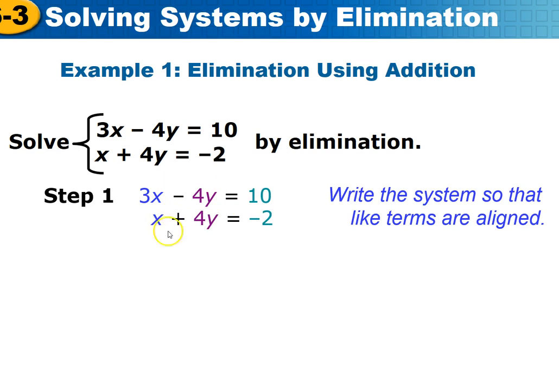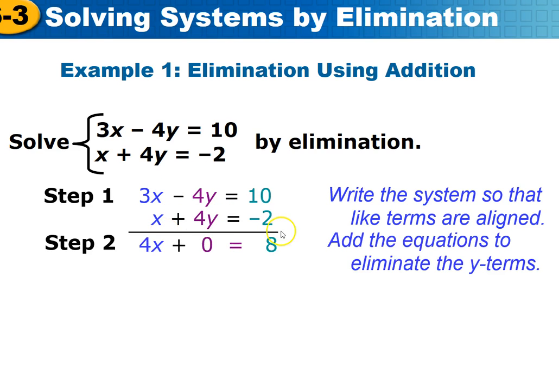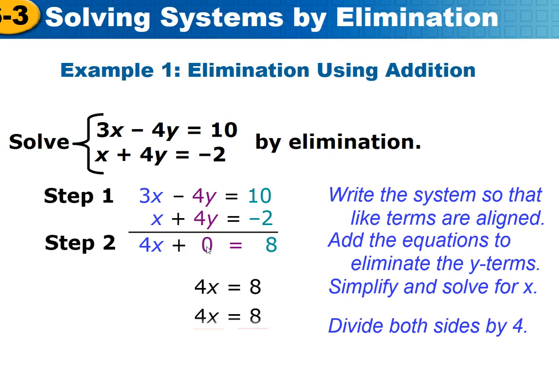Look at this. The y's are gone. So we've got 4 x's. And here we've got positive 8. 4 times x is 8. Simplify the equation, solve for x, and of course you get 2.